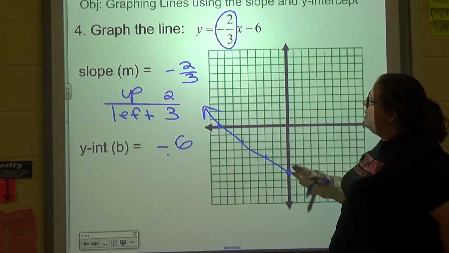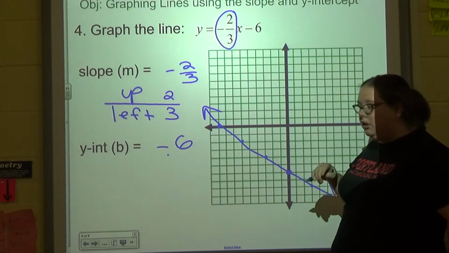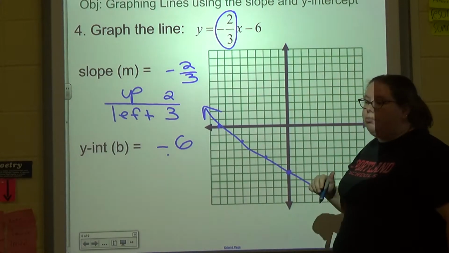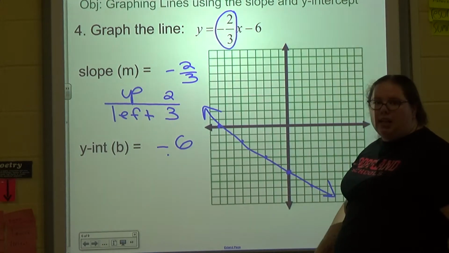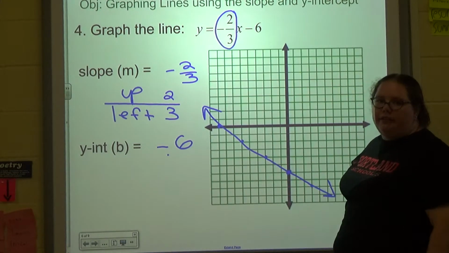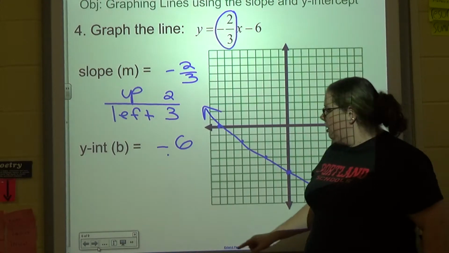And again, notice, negative slope, it's coming down. I made the right decision. Use your pencil. If you accidentally had positive slope, erase it and fix it. No big deal.